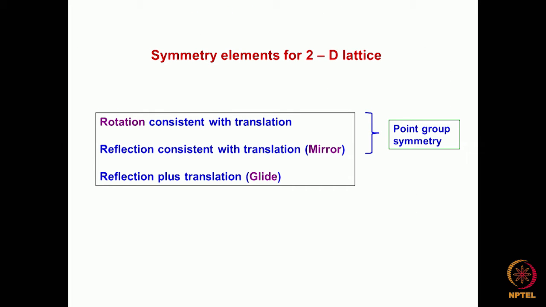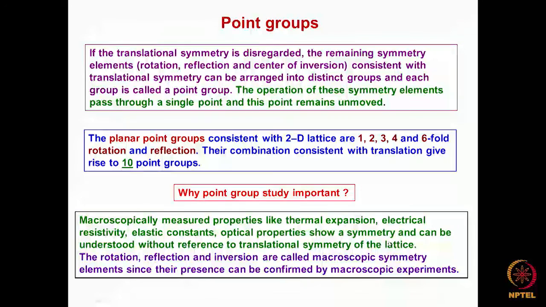What are the types of symmetry elements for a two-dimensional lattice which we are seeing? One, rotation consistent with translation; reflection consistent with translation; and reflection plus translation, glide. These are all the types of point group symmetries which are present for a two-dimensional lattice.